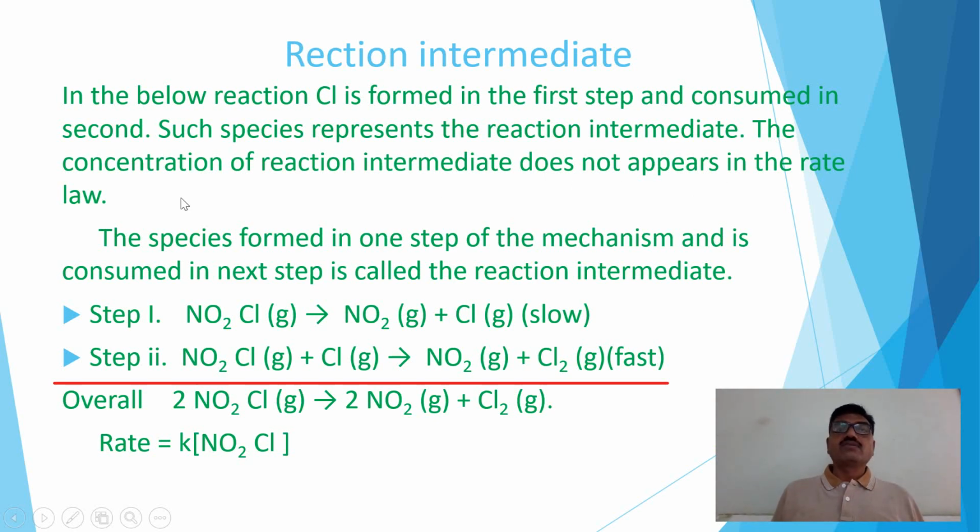So what is meant by reaction intermediate? The species formed in one step of the mechanism and consumed in the next step is called the reaction intermediate. So there may be a simple question: what is a reaction intermediate? The species formed in one step of the mechanism and consumed in the next step is called the reaction intermediate.